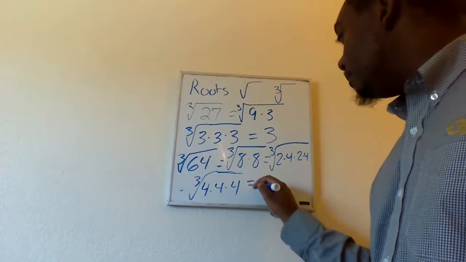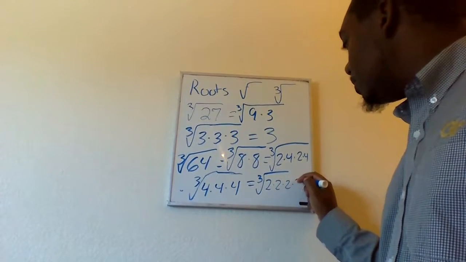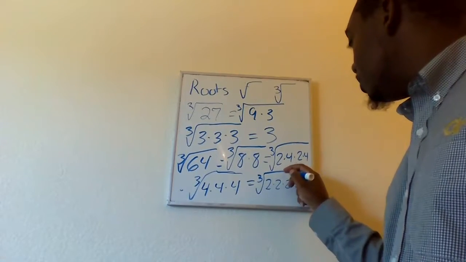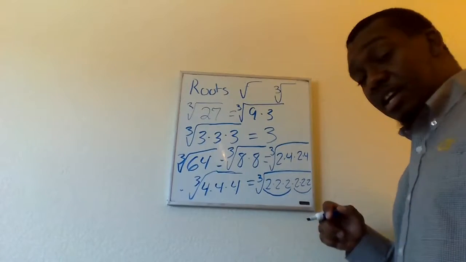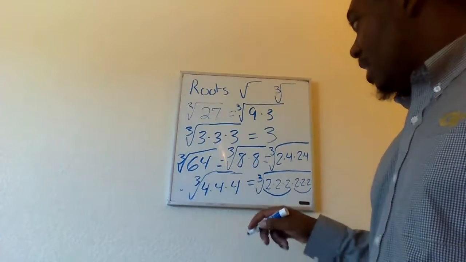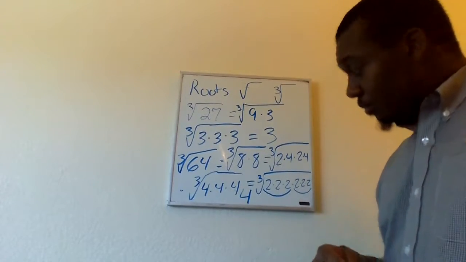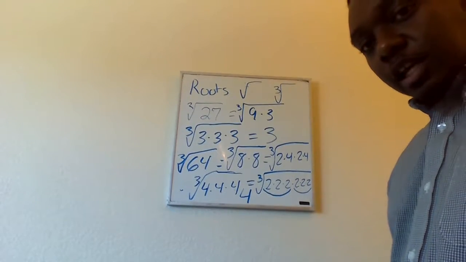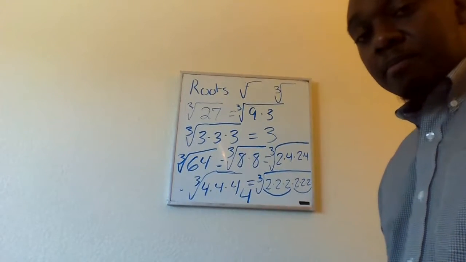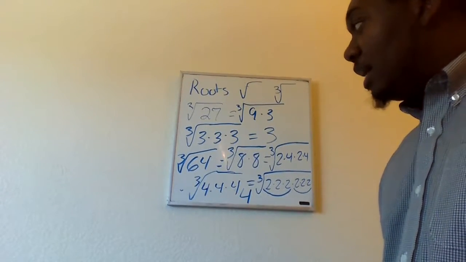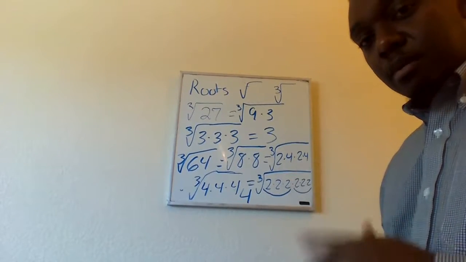If we didn't do that, we would have had 2 times 2 times 2 times 2 times 2 times 2, and then we would have had 3 of the same number here and 3 of the same number here. But either way, our final answer would have been 4. So you can break it down as much as you need to, or until you get 3 of the same number. It doesn't matter. But in the end, for a cube root, you need 3 of the same number. For a square root, you need 2 of the same number.